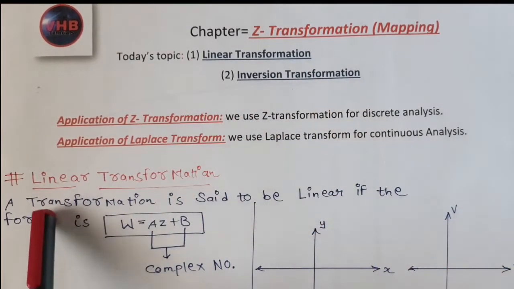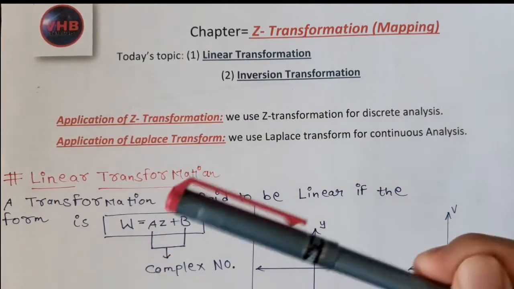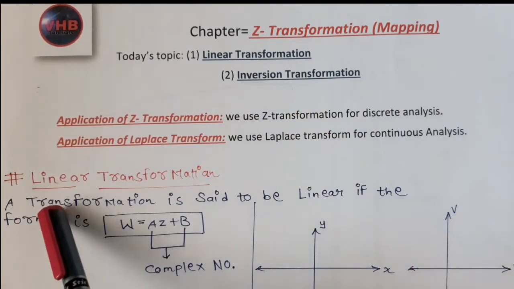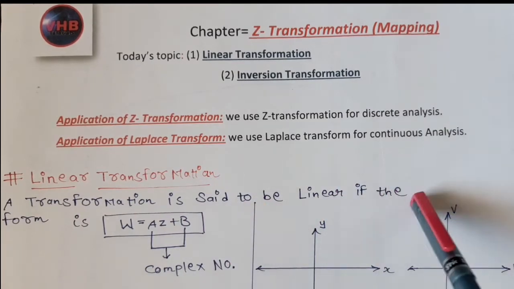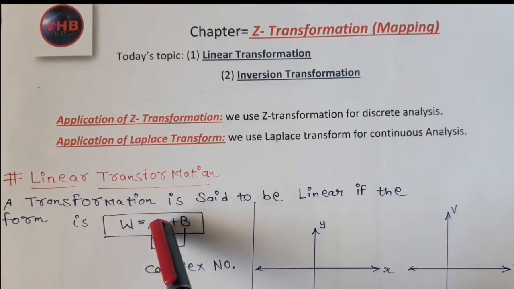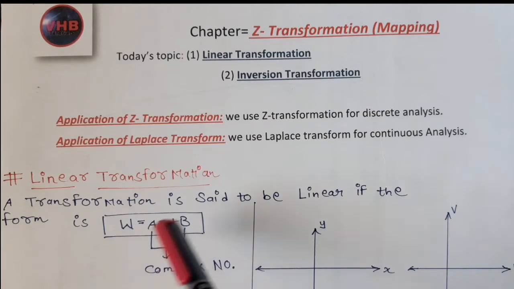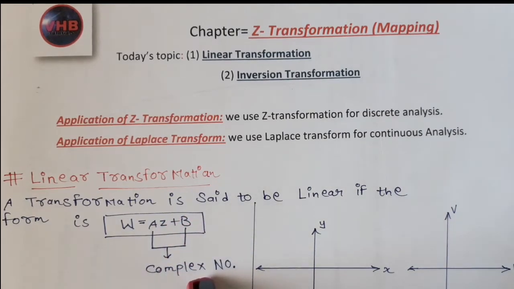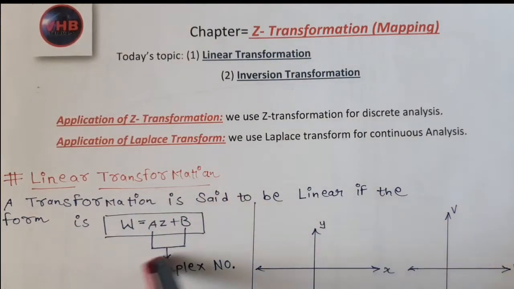So the first topic is linear transformation. What is a linear transformation? A transformation is said to be linear if the form is given as W equals AZ plus B, where A and B are complex numbers. You will understand this in a better way when we solve the sums.